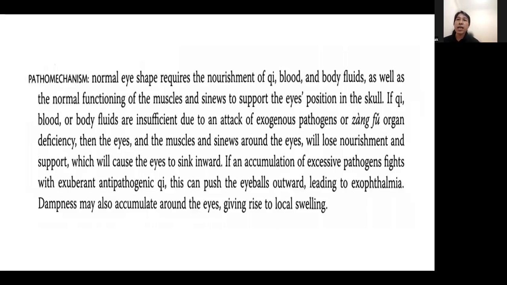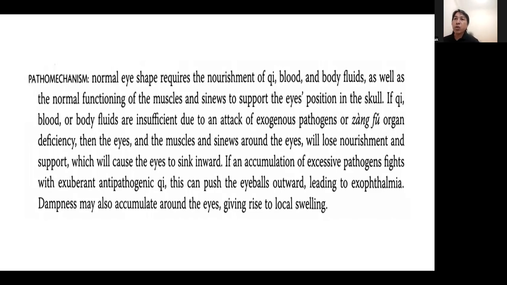Pathomechanism. Normal eye shape requires the nourishment of qi, blood, and body fluids, as well as the normal functioning of the muscles and sinews to support the eyes in position in the skull. If qi, blood, or body fluids are insufficient due to an attack of exogenous pathogens or Zangfu organ deficiency, then the eyes and the muscles and sinews around the eyes will lose nourishment and support, which will cause the eyes to sink inward.